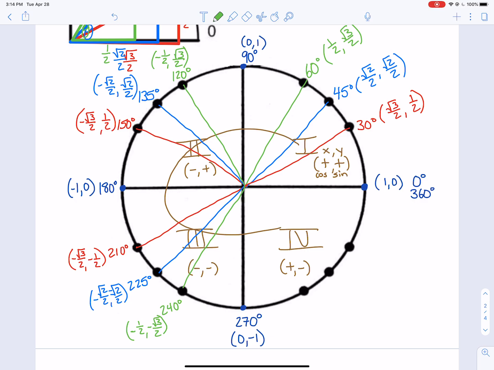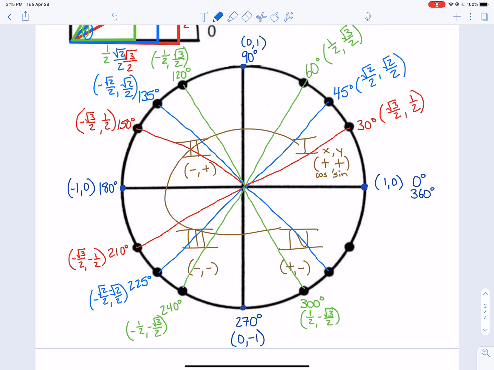All right, let's continue around. So the green one means I need to continue with the green one next. And I would say 270 degrees plus 30 degrees would give me 300 degrees. Coordinates stay the same. The signs just change. So I have positive 1/2 now and negative square root of 3 over 2.